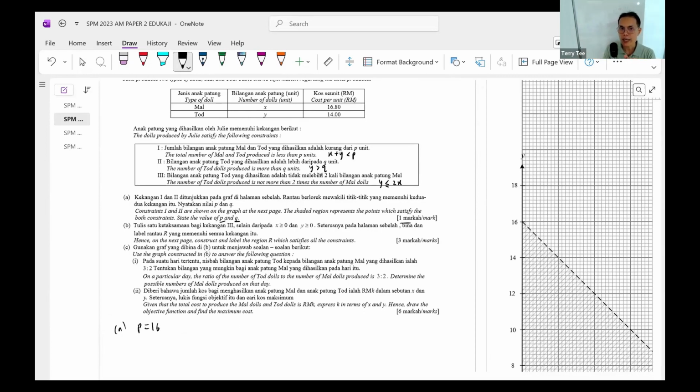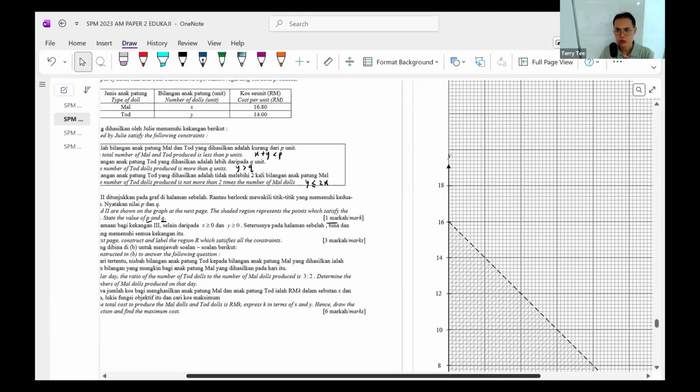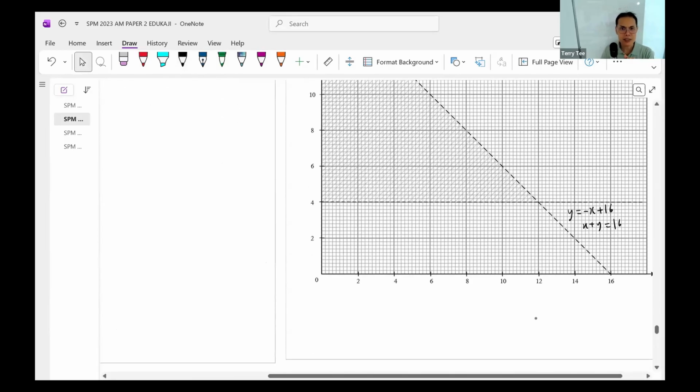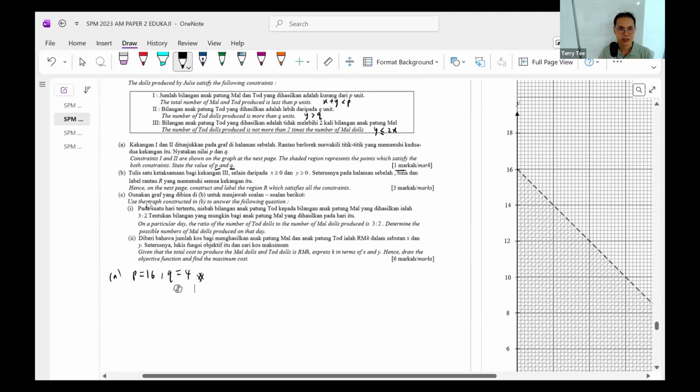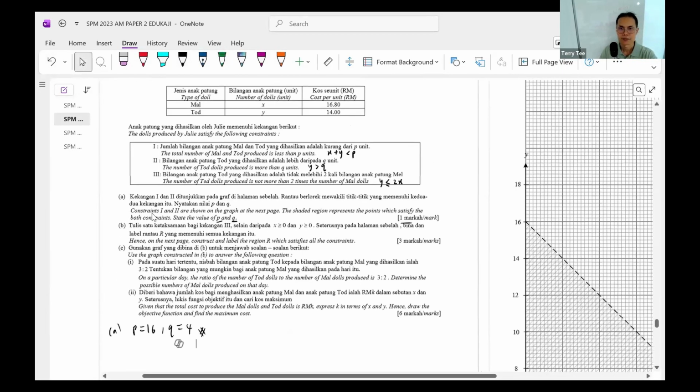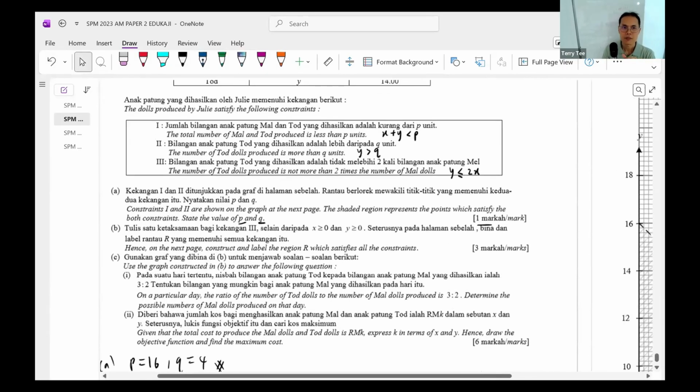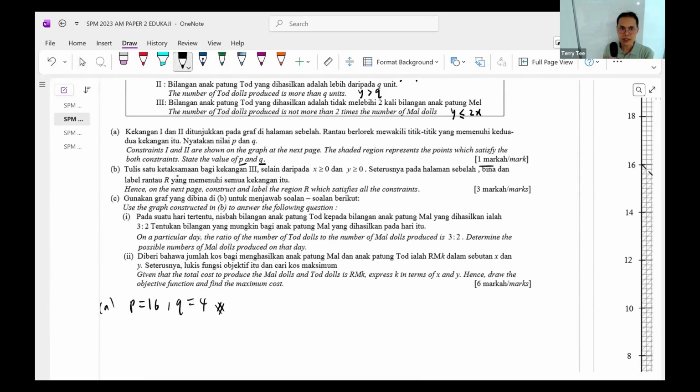How about Q? They say Y is more than Q. Y is the Todd doll. So now Y more than Q. Look at this line here. Look at this. 4, right? More than Q. That means your Q should be what? Q should be 4, right? Q should be 4. Both correct, only 1 mark. Yeah. Okay, next. Not yet, not yet. Now, next one.